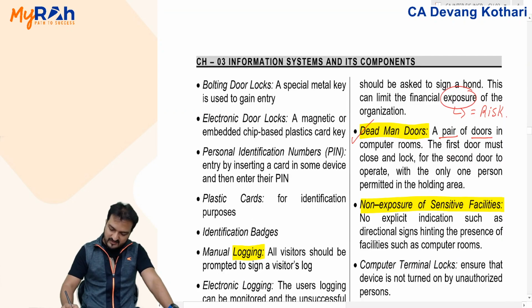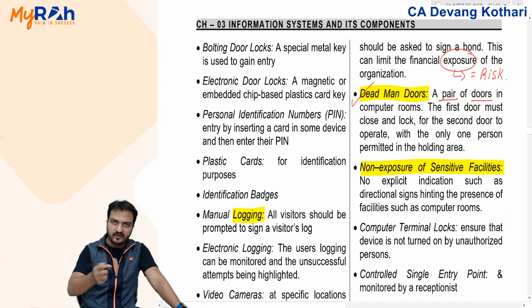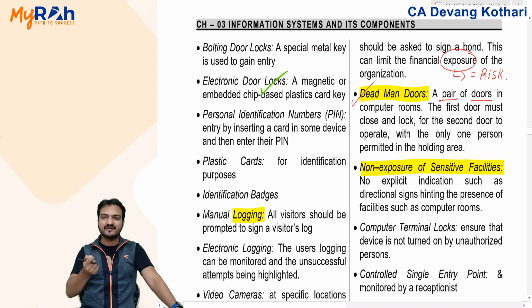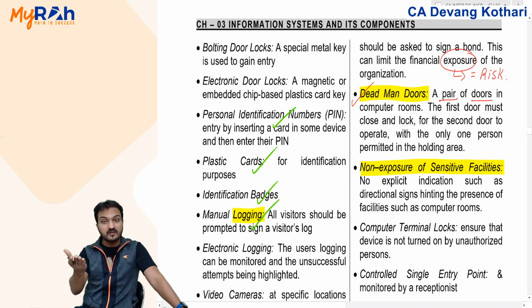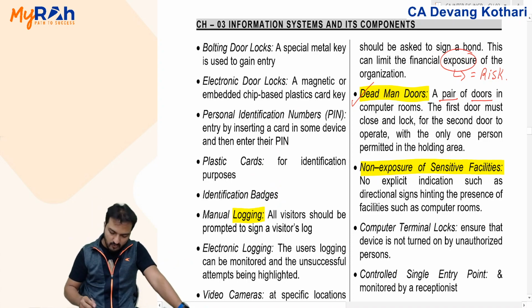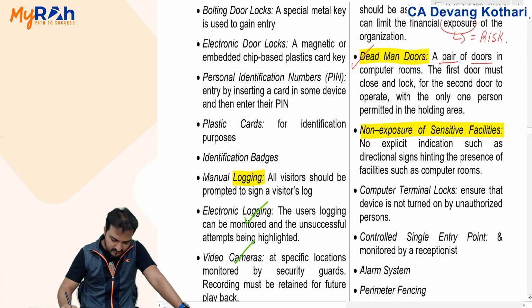Okay, some more examples. Bolting door locks are different types of locking systems that might be there. Bolting door locks is like lock and key. You have a lock and a key, you bolt the lock. Electronic door locks, like a magnetic card or fingerprint scanner to unlock the door. Pin numbers, plastic cards, ID cards and all, ID badges. A log is created. A log is basically a history that is recorded of who entered the premises and who left the premises at what time. Electronic logging can also be done. CCTV cameras will also help you in your security.